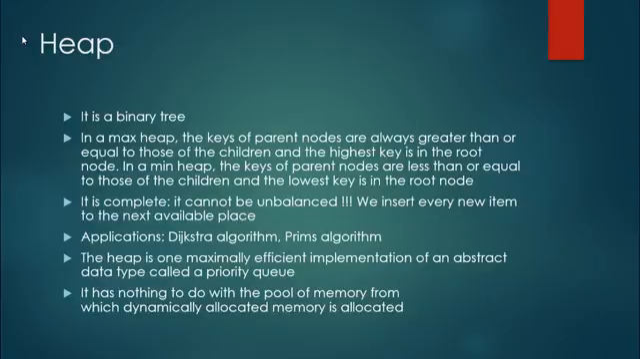There are two main types of binary heaps: the maximum heap and the minimum heap. In a maximum heap, the keys of parent nodes are always greater than or equal to those of the children, and the highest key is in the root node. If you recall, for a binary search tree, the largest node was the rightmost element and the smallest node was the leftmost element, because the parent has a smaller left child and a greater right child. Here, in a heap, the parent is always greater than its children if it is a maximum heap. If it is a minimum heap, quite on the contrary, the parent node is always smaller than its children, so the lowest key is always in the root.